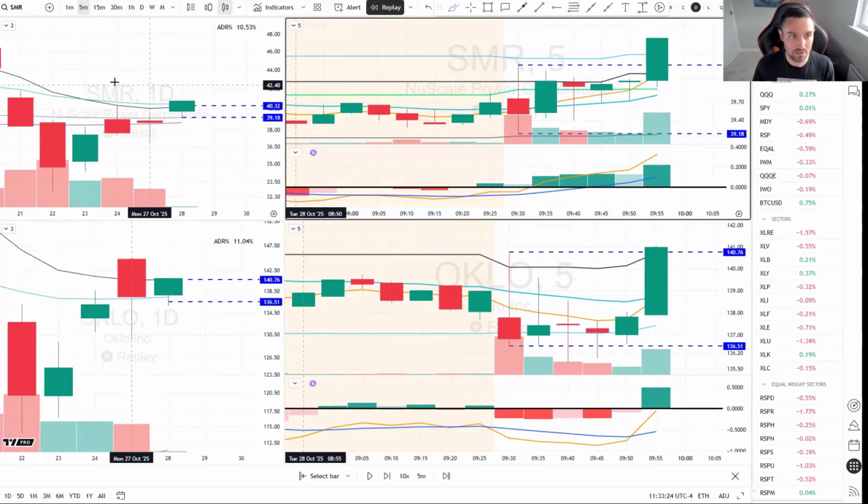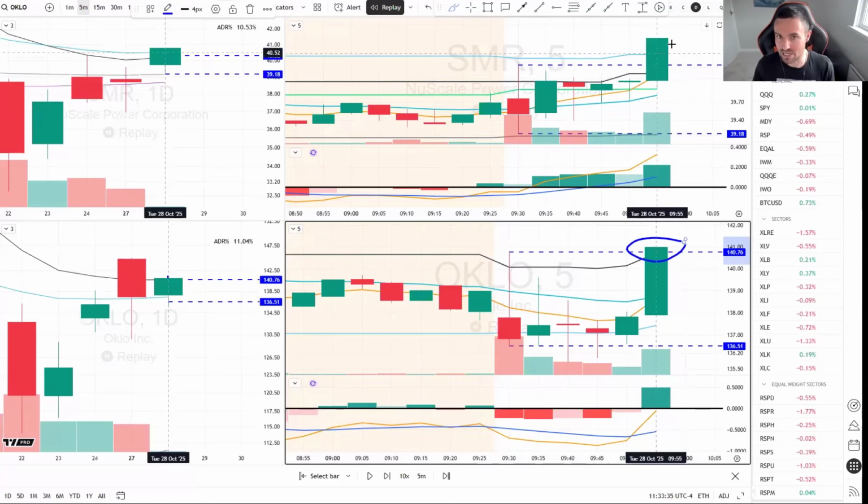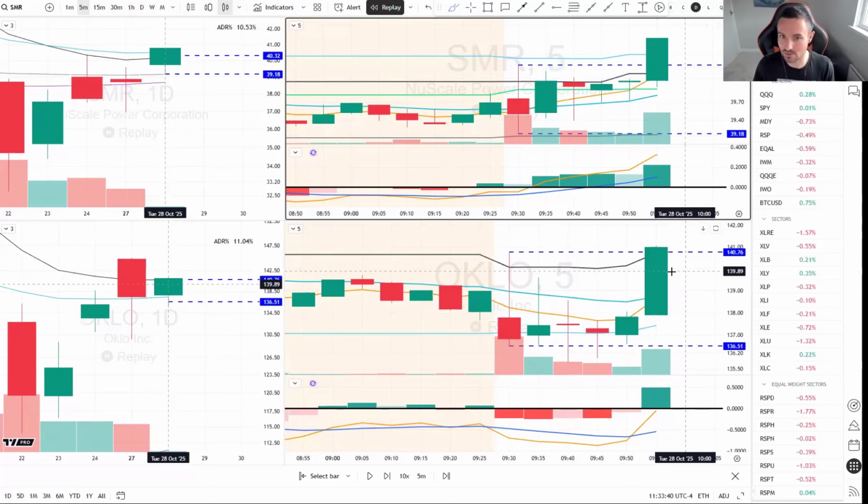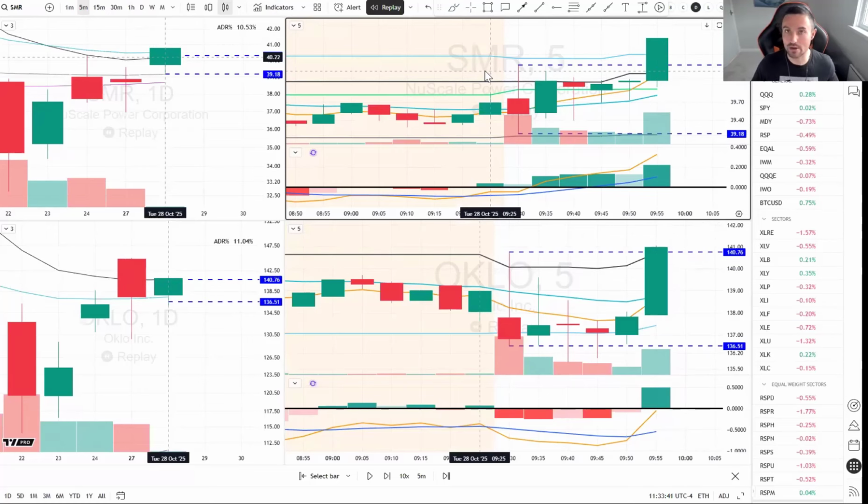Nice, through high of day. Is Oklo as far through high of day yet? As far through high of day as SMR? Is that the way of saying it quickly? No, it's kind of just peekabooed its head there, yeah? And it's now into the 10-day. Oklo is now reclaiming, but SMR is stronger. Nice closes on them. Okay, SMR here is a lot stronger.